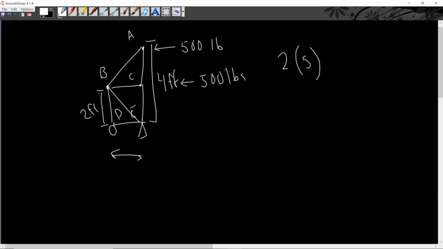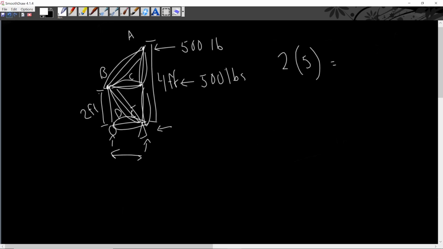That's A, B, C, and D, E. So we have 5 joints. And then we have one vertical force right there, and then one vertical, and then one horizontal. So 3 forces right there. Then we have 1, 2, 3, 4, 5, 6, 7.